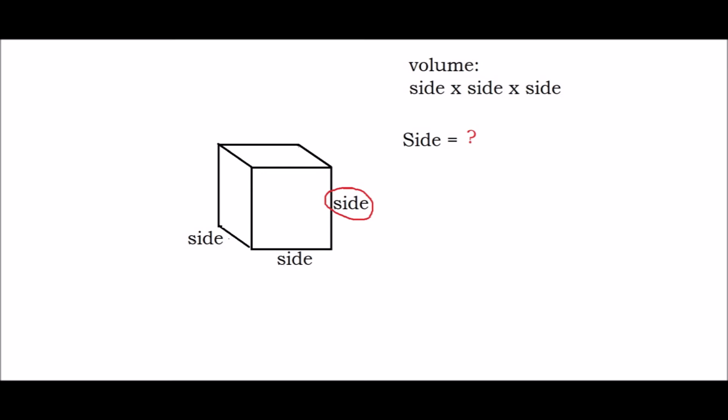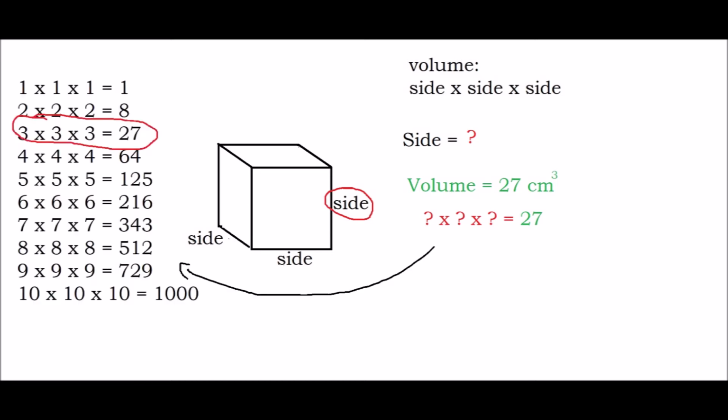Now, if we know the volume, but we want to know how long each side is, what should we do? For example, the volume is 27 cubic centimeters. We need to figure out what times what times what is equal to 27. So let's make a list of it. From 1 times 1 times 1 until 10 times 10 times 10, we can find that 3 times 3 times 3 is the one that the result is 27. So the side will be 3 centimeters.